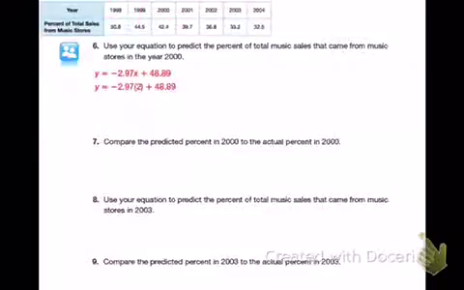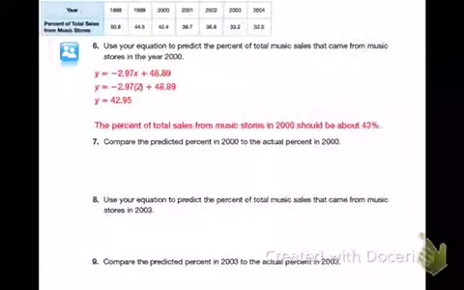So let's go ahead and plug in that 2. We're going to multiply and combine it with the 48.89. That gives us 42.95. So the prediction is that in the year 2000, music sales will be at 42.95. So I'm going to write that out. The percent of total sales for music stores in 2000 should be about 43%. I'm just rounding that to the nearest percent.